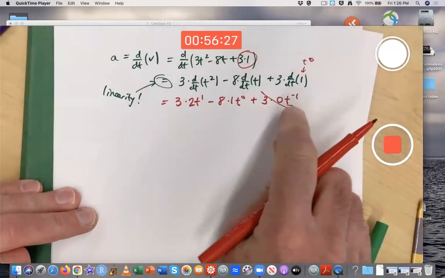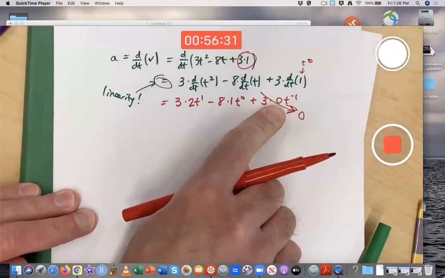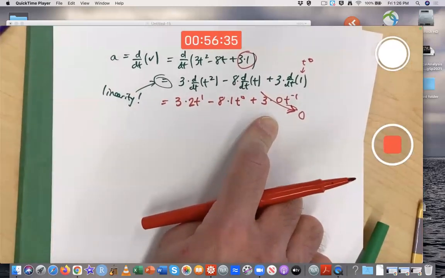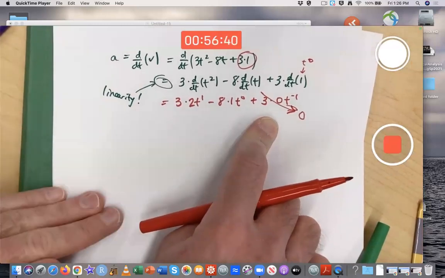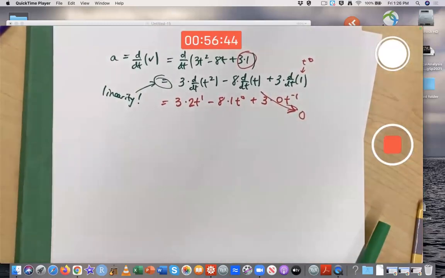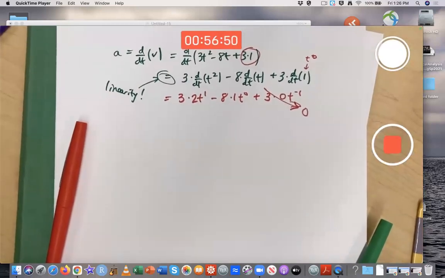Okay, I think that's the only time in my life I've ever written that: 0 times t to the negative 1 for differentiating 1. I'm serious. I've taught calculus like 30 times, and I don't think I've ever written 0 times t to the negative 1 as the derivative of 1, except just right now. I did it just for fun, to emphasize that the power rule still works, even when the power is 0.